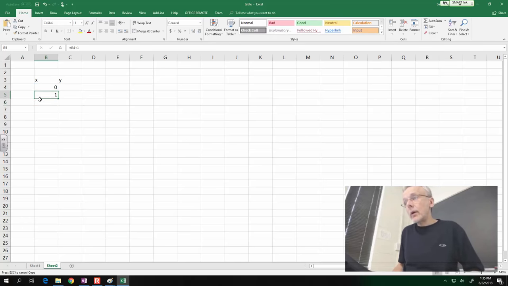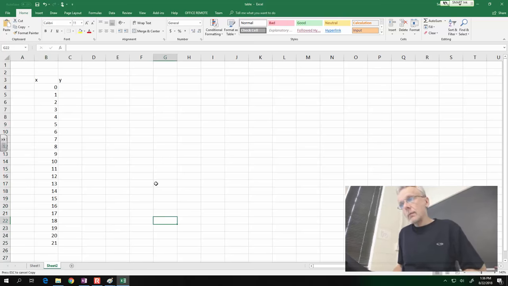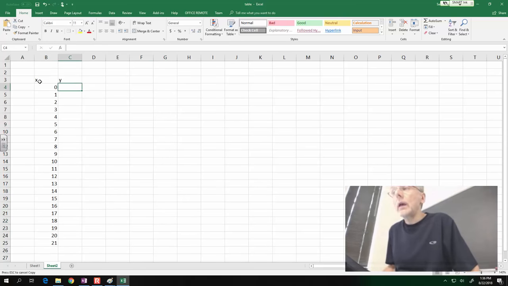And so I have a bunch of x's right away. As you can see, my x's run from 0 to 21. And then I could put whatever I want for the value of y. Or I could put anything I want here.